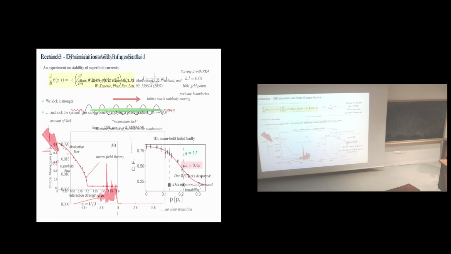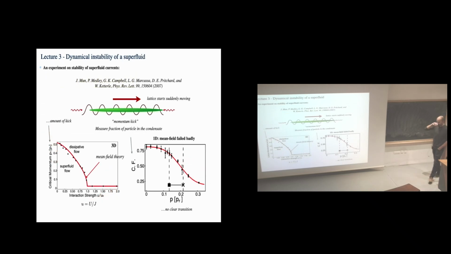There have been some nice experiments about this already in 2007 in the group of Wolfgang Ketterle. In this experiment they prepared the superfluid state. They had this optical lattice set up. Then at one point they start to move the optical lattice in one direction, which is completely equivalent to saying you take your superfluid and displace it in momentum space, and then you see if the superfluid stays stable or if it decays.